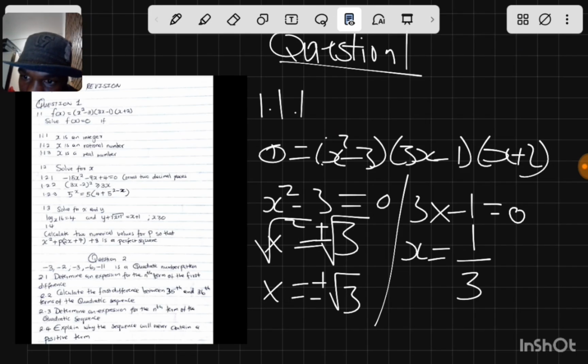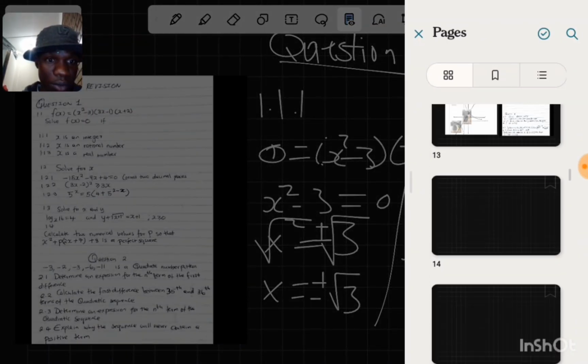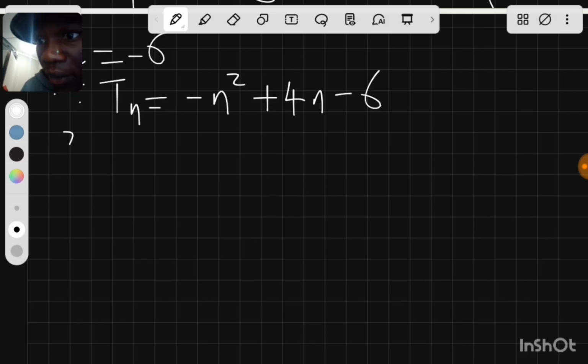Explain why the sequence will never contain a positive term. But I think to explain this we need to prove it by calculations. Maths is numbers, guys. Don't be lazy to solve. Let's try to solve. Okay, it's 2.4 now. They want to know why this pattern can never obtain a positive.